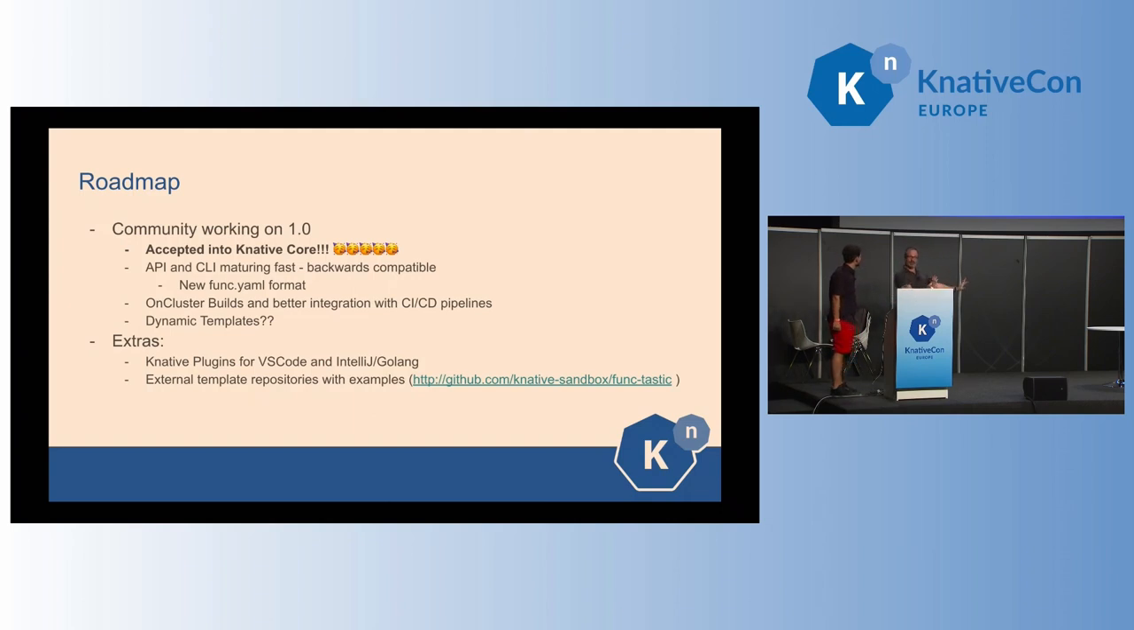Things are maturing. We're trying to keep everything backwards compatible as much as possible. Some things might be changing in the next month or two with the new funk.yaml format. We want to improve our on-cluster build capabilities to be able to support multiple build strategies aside from just buildpacks on the cluster. And then dynamic templates, which we're thinking about, but we don't need to get into that right now. We're going to continue to build out the plugins for VS Code and IntelliJ. And then these external template repositories are basically examples of the language packs, and we're going to continue to build that stuff out as well. Very excited about what's going on here.